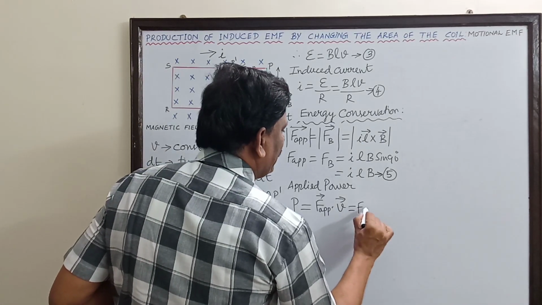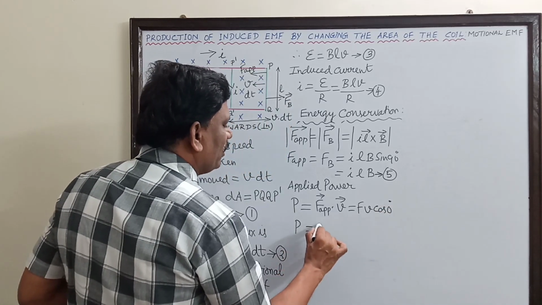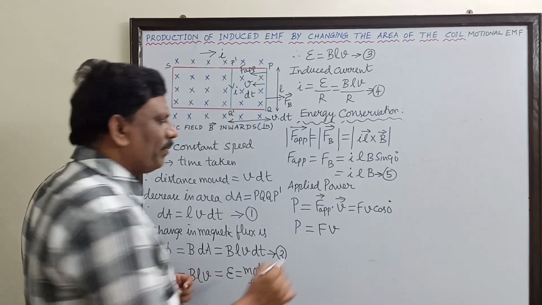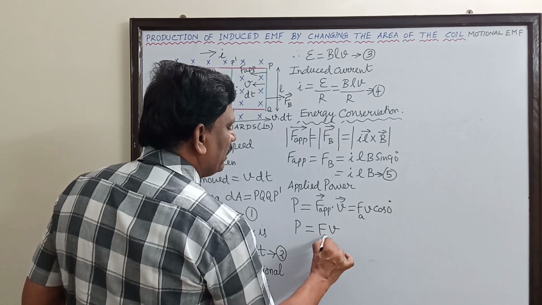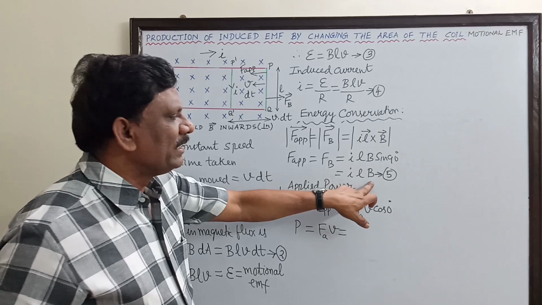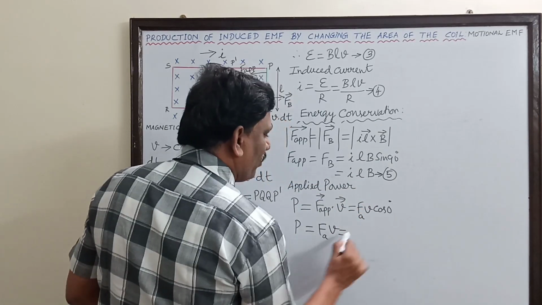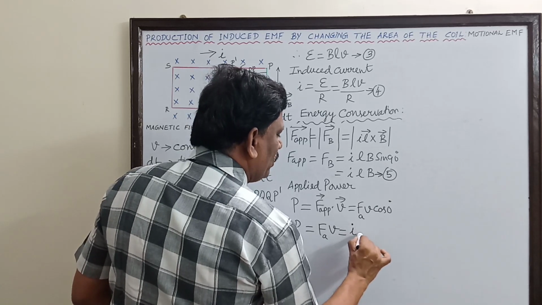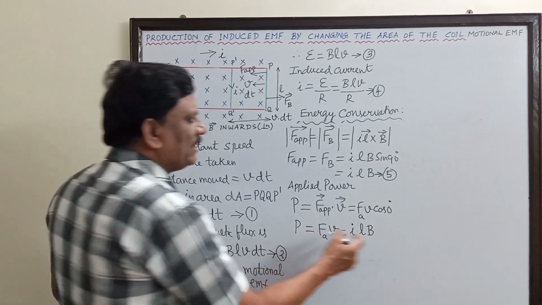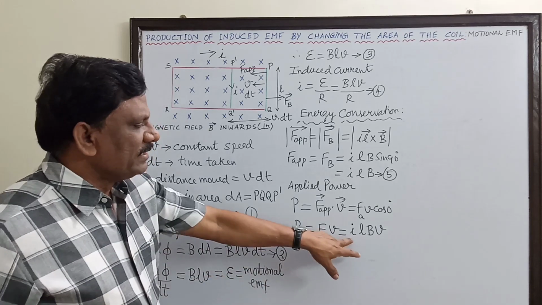So this is a dot product, equal to F into V into cos 0. Therefore, power P is equal to what? F into V, the applied force. So instead of applied force, what can I substitute here? Applied force is what? ILB. Is it not? So I will write applied force is equal to I into L into B, into velocity V. Now this current I.